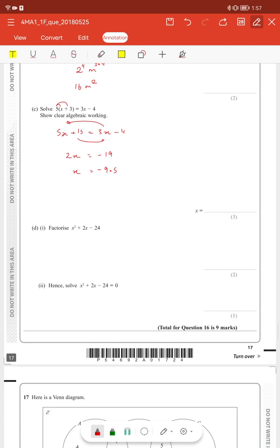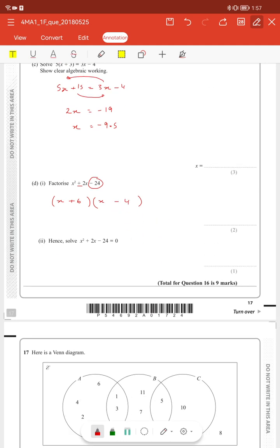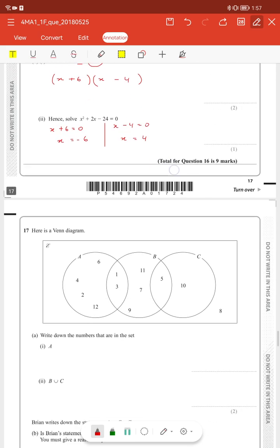If I want to factorize this, I want to think about what will multiply to give me minus 24, but add to give me plus 2. So I'm going to get x plus 6, x minus 4, and hence solve it. So I know x plus 6 equals 0, which means x equals minus 6, or x minus 4 equals 0, which means x equals 4.